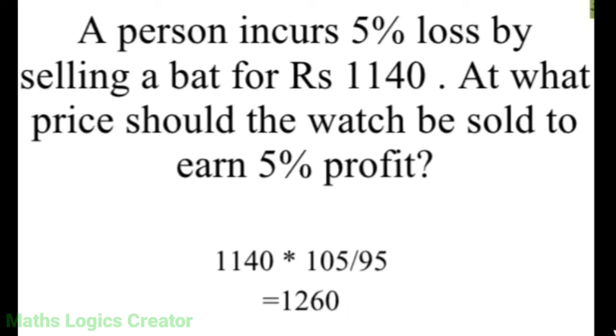The next question is: a person incurs 5% loss by selling a bat for 1140. At what price should it be sold to earn 5% profit? Simply, he's asking: 95% is 1140, so 105% is how much? Remember to solve questions like this without lengthy calculations. The step is going to be 1140 into 105 by 95. So the answer is going to be 1260.